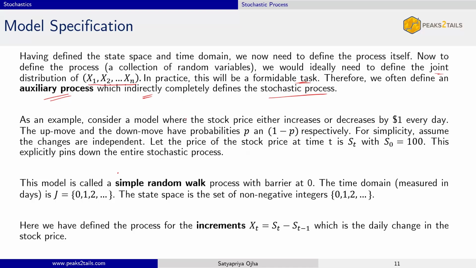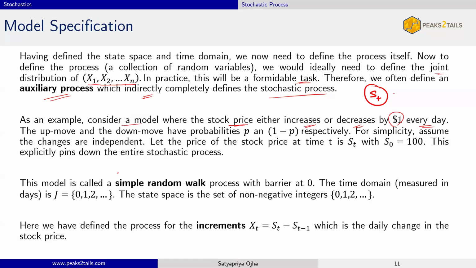Okay. All right. So let's consider a model where the stock price is a very, very simple model. In fact, we will use this going forward for pricing purposes to start with. A simple model where the stock price either increases or decreases by $1 every day. My original process is the stock price stochastic process. How does the stock price evolve? And how do I specify the distribution of the stock price? This is an indirect way.